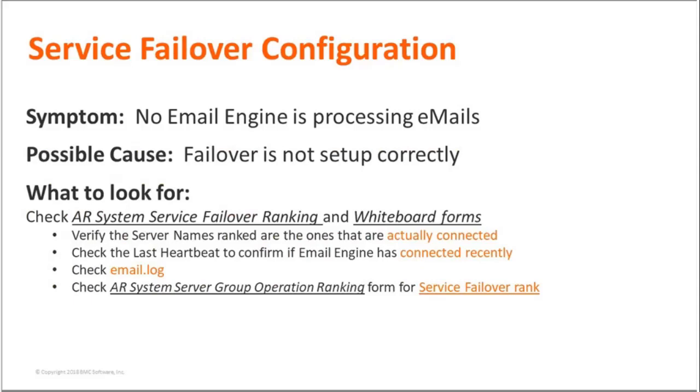A good place to start is to check the service failover ranking and whiteboard forms. And the things we're going to look for are, number 1, the server names. Make sure that the server names that are ranked are actually the ones that are connected. We want to check the last heartbeat to confirm if the email engines are actually connecting. We'll check the email.log. And we'll check the AR System Server Group Operation Ranking Form to make sure that the service failover operation is ranked.